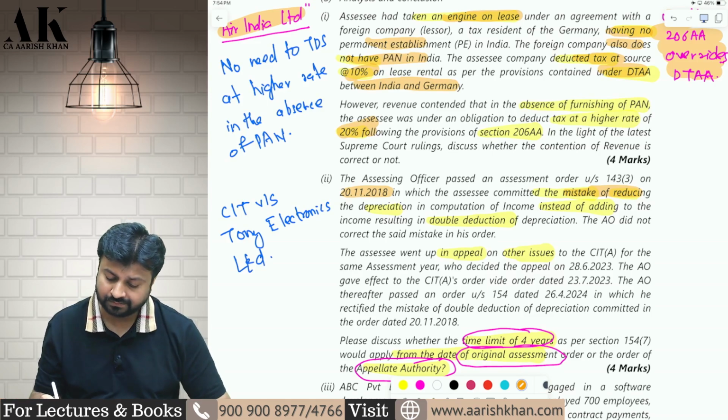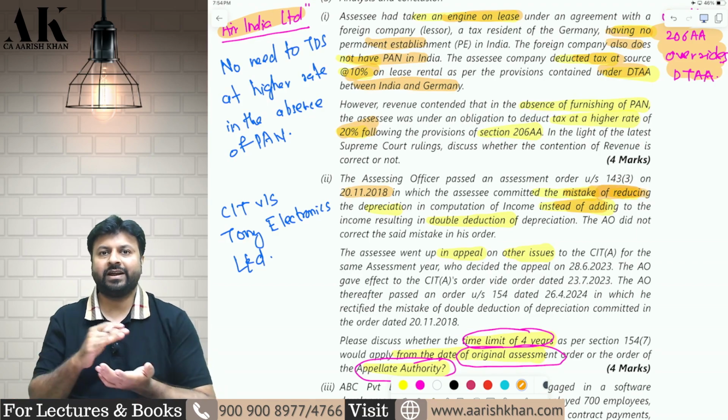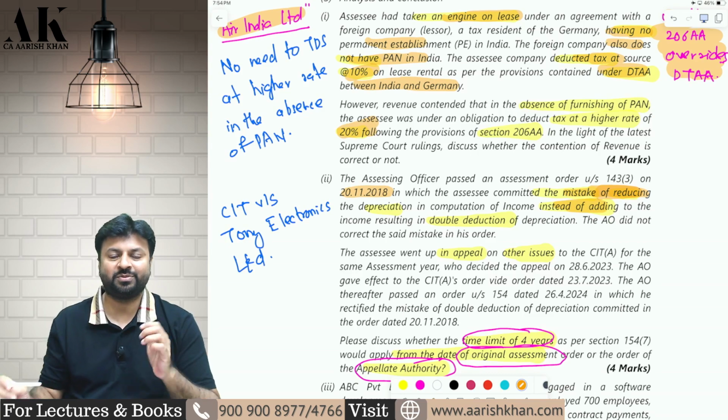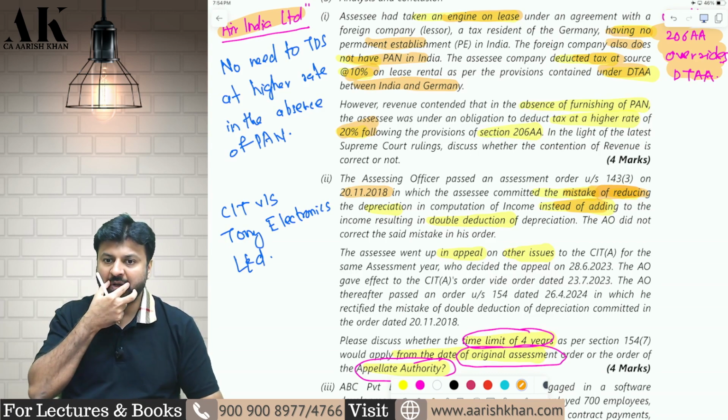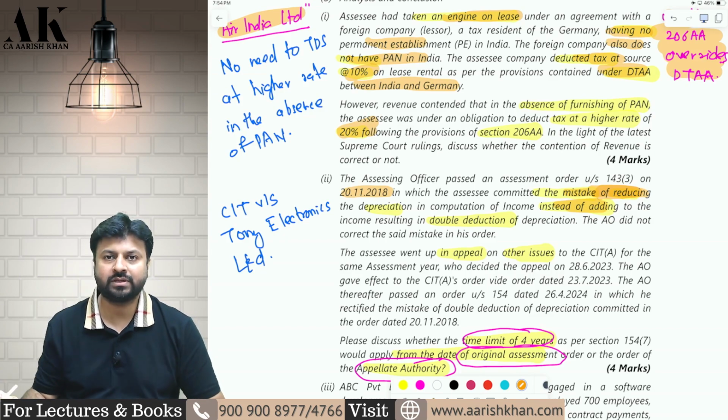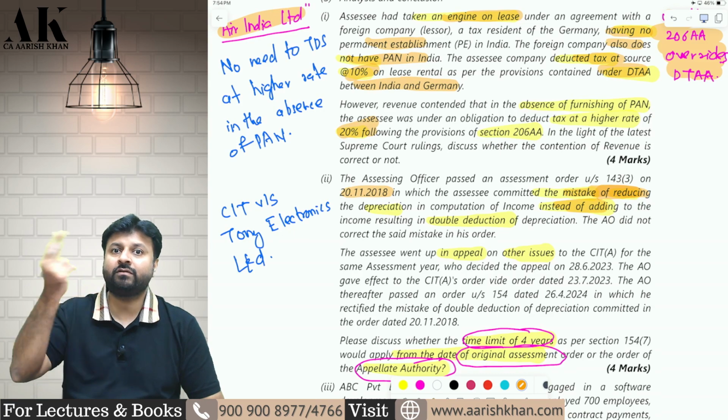Instead of adding depreciation, the assessee has reduced depreciation. So instead of adding 10 lakh rupees, the assessee has reduced 10 lakh rupees. The assessee had to disallow depreciation of 10 lakh rupees, but by mistake, the assessee has reduced 10 lakh rupees. So in short, the assessee has made a mistake of 20 lakh rupees.